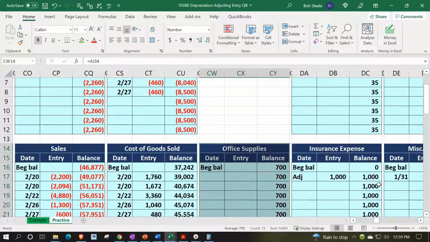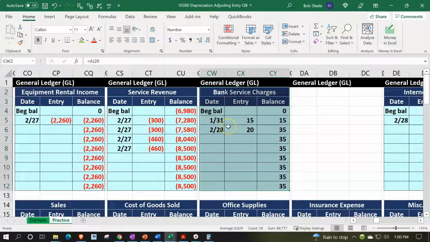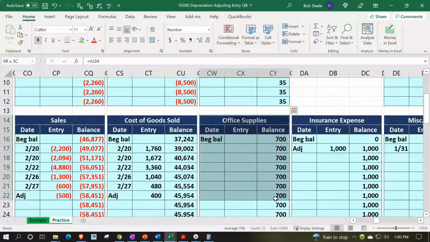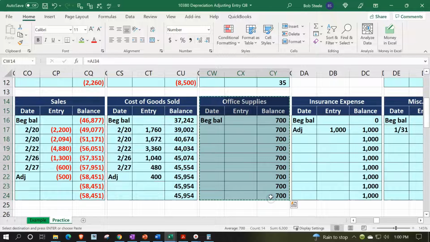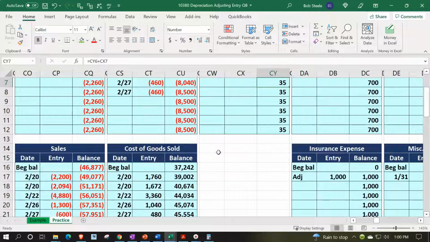The bank service charges should be after the cost of goods sold. I'm actually going to move this one over. I'm going to say Control X, cut, put this one right there, Control V, and then I'm going to put this one up top, Control X and Control V. There we got it. So now it's going to be after the depreciation.